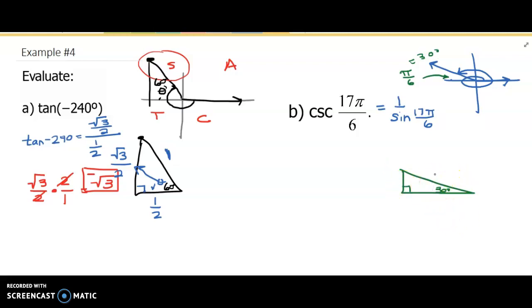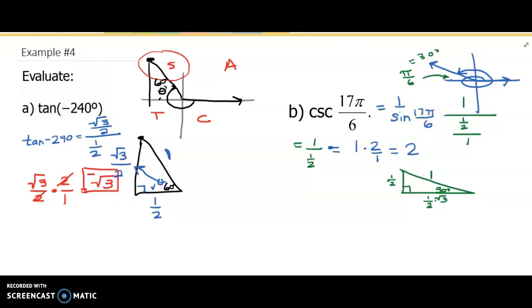So we know that in the unit circle, my hypotenuse is 1 because it's the radius. The short side is always half that, and the long side is always the short side times square root of 3. If I want to find the sine of this, it would be opposite over hypotenuse, so just 1/2 over 1. So this is 1 over 1/2. Once again, anytime I divide by a fraction, I multiply by the reciprocal, so this would be 1 times 2 over 1, which is just 2.